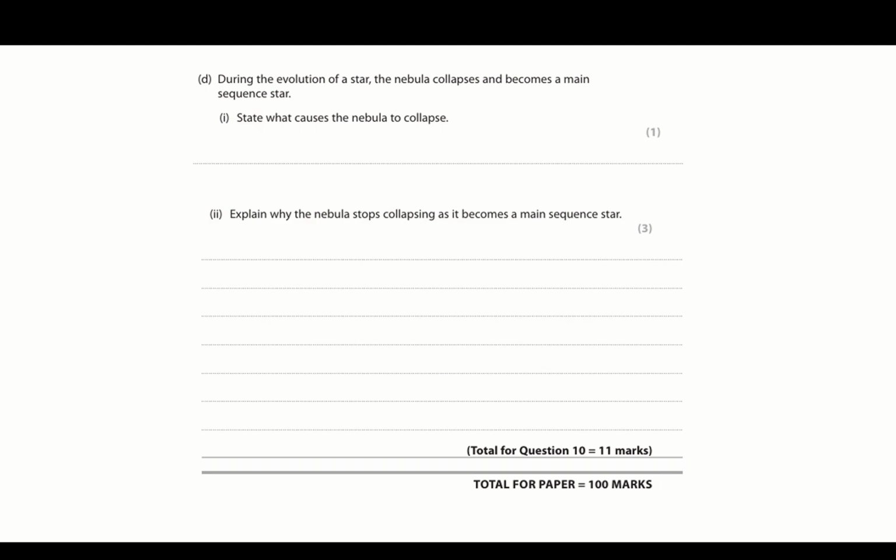During the evolution of a star, the nebula collapses and becomes a main sequence star. State what causes the nebula to collapse. So that's gravity. So gravitational attraction or gravitational force. Explain why the nebula stops collapsing as it becomes a main sequence star.